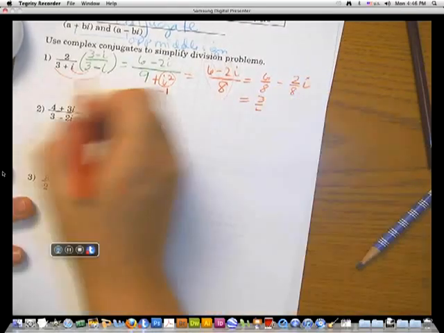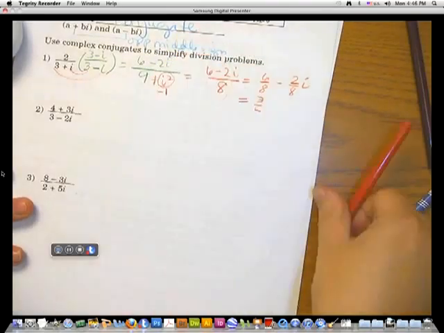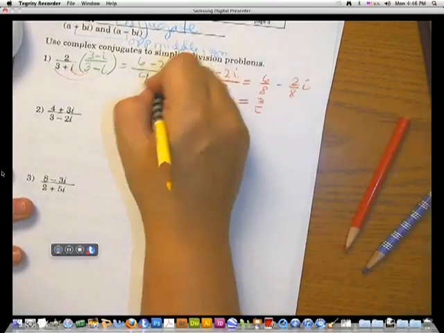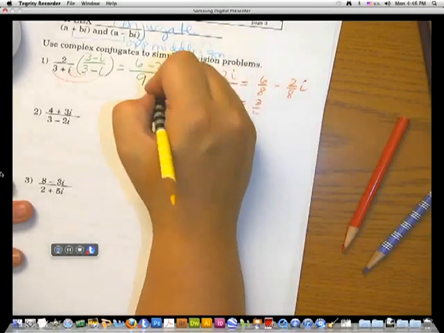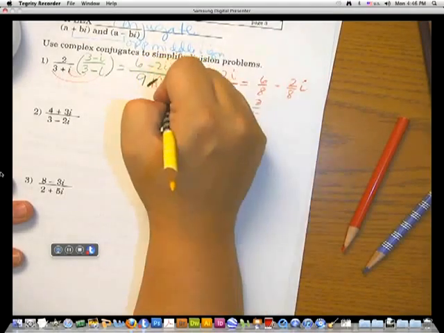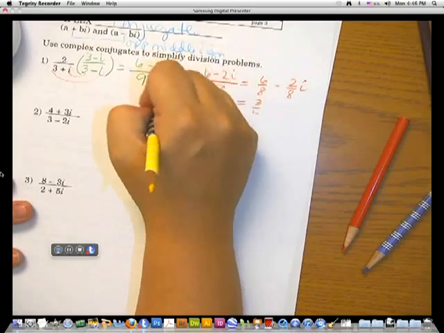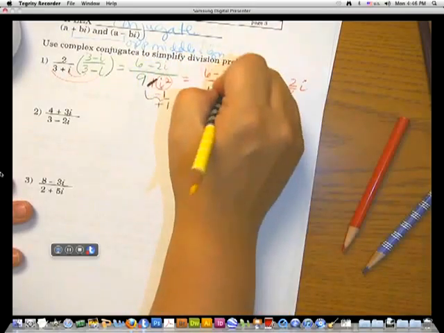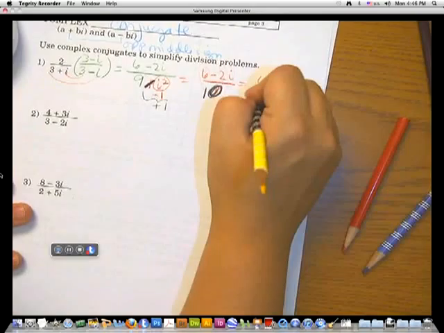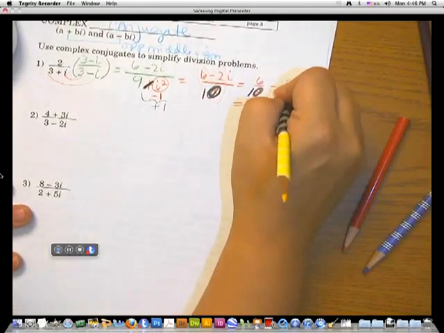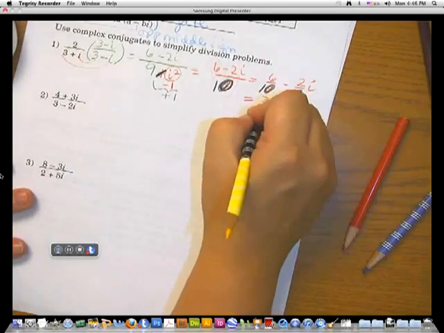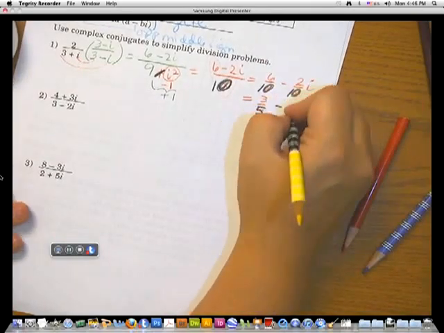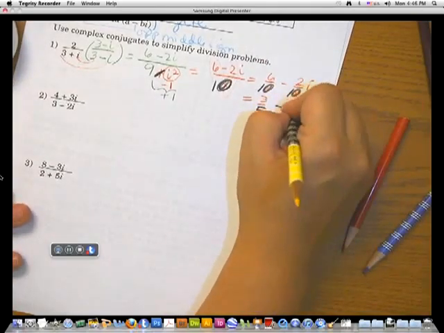Oops, I think I multiplied wrong up here. Plus i times minus i is minus. Sorry. So when I do a minus 1, I get plus 1. So that becomes 10. So divide by 10. So 6 over 10 reduces to 3/5, and 2 over 10 reduces to 1/5.